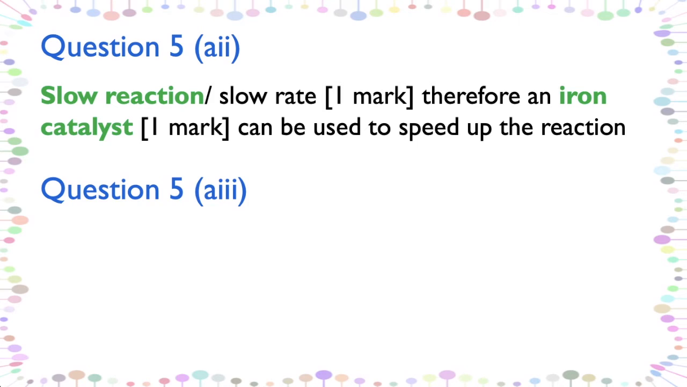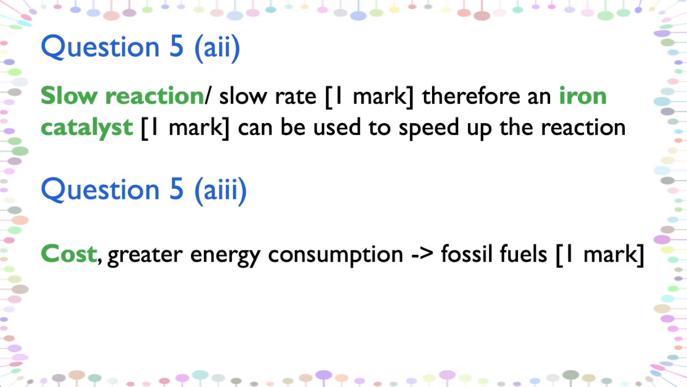So for 5AIII, we need to suggest a disadvantage for using high pressures, which isn't a safety issue. So normally when you use more pressure, that means more energy, more electricity is used, therefore this always means higher costs. But also you can say that when you use greater energy consumption, this could lead to more fossil fuels being released into the atmosphere.